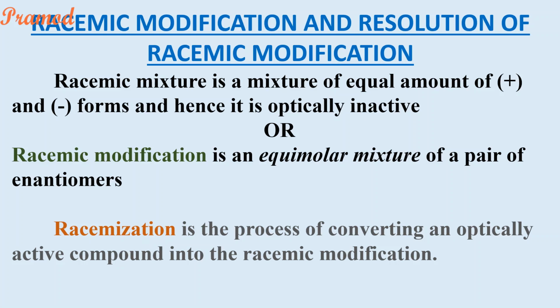And racemization is a process of converting an optically active compound into a racemic modification, that is, conversion of an optically active compound into its two enantiomers in equal concentration. That is known as racemization. So a racemic mixture or racemic modification is an equimolar mixture of both enantiomers, and racemization is the process of converting an optically active compound into its racemic modification. These definitions are very important.